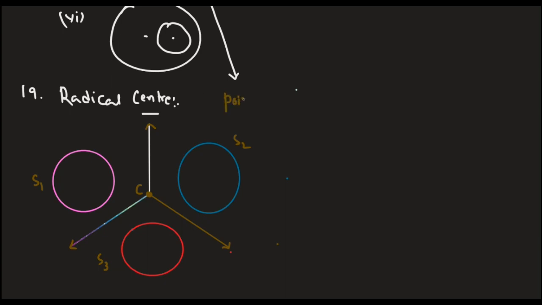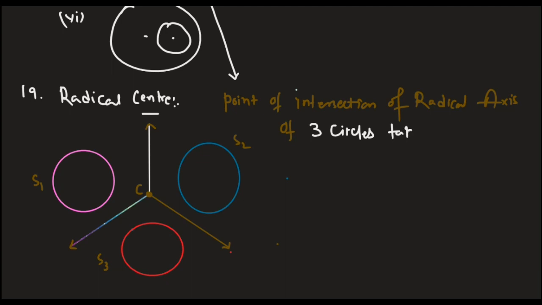the point of intersection of the radical axes of three circles taken two at a time. So where they intersect, that point is known as the radical center.